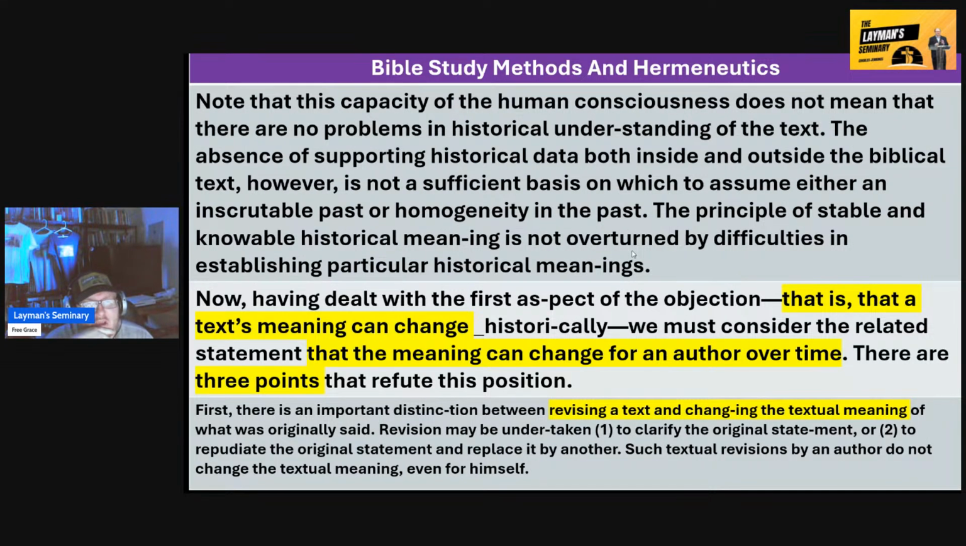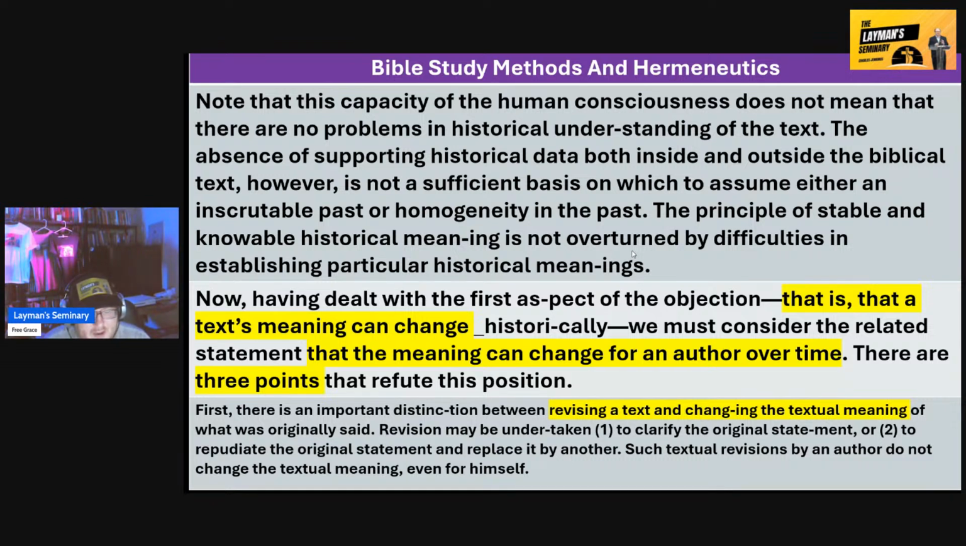Note that this capacity of the human consciousness does not mean that there are no problems in historical understanding of the text. The absence of supporting historical data both inside and outside the biblical text, however, is not a sufficient basis on which to assume either an inscrutable past or homogeneity in the past. The principle of stable and knowable historical meaning is not overturned by difficulties in establishing particular historical meanings.